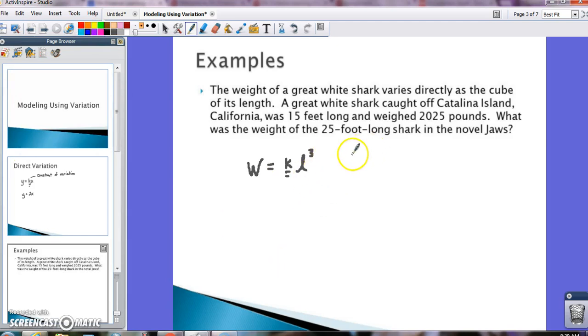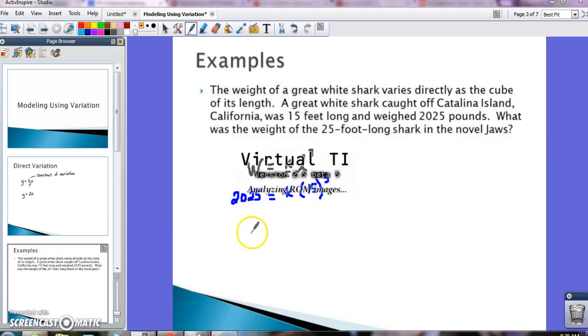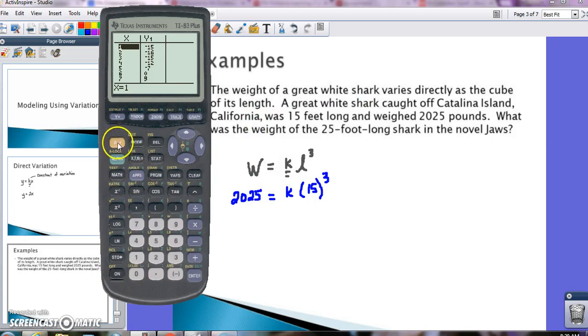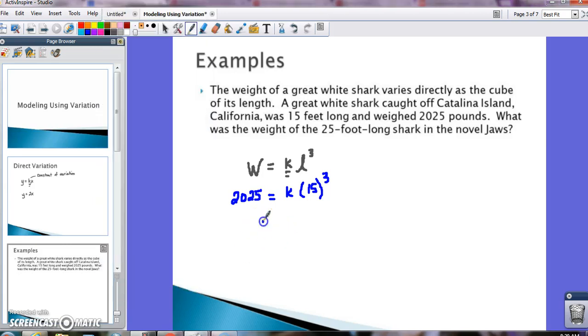It says a shark caught was 15 feet long and weighed 2,025 pounds. So I have 2,025 is equal to k, because that's what I'm trying to find, times 15 cubed. I'll pull up my calculator here. And then it's really just a straight calculation. We have 2,025 divided by 15 cubed. And so our constant of variation then is 0.6.